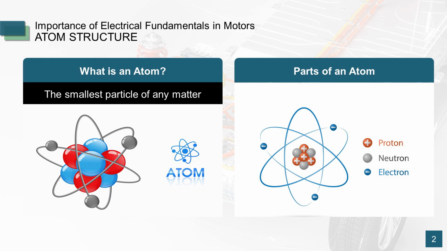Atoms come together in specific ways to form all the different materials we see, from a grain of sand to a battery electric vehicle. Electricity revolves around the movement of electrons within atoms. Knowing how these tiny charged particles behave is essential for understanding electrical circuits. Atoms consist of three main components. They are protons, neutrons, and electrons.